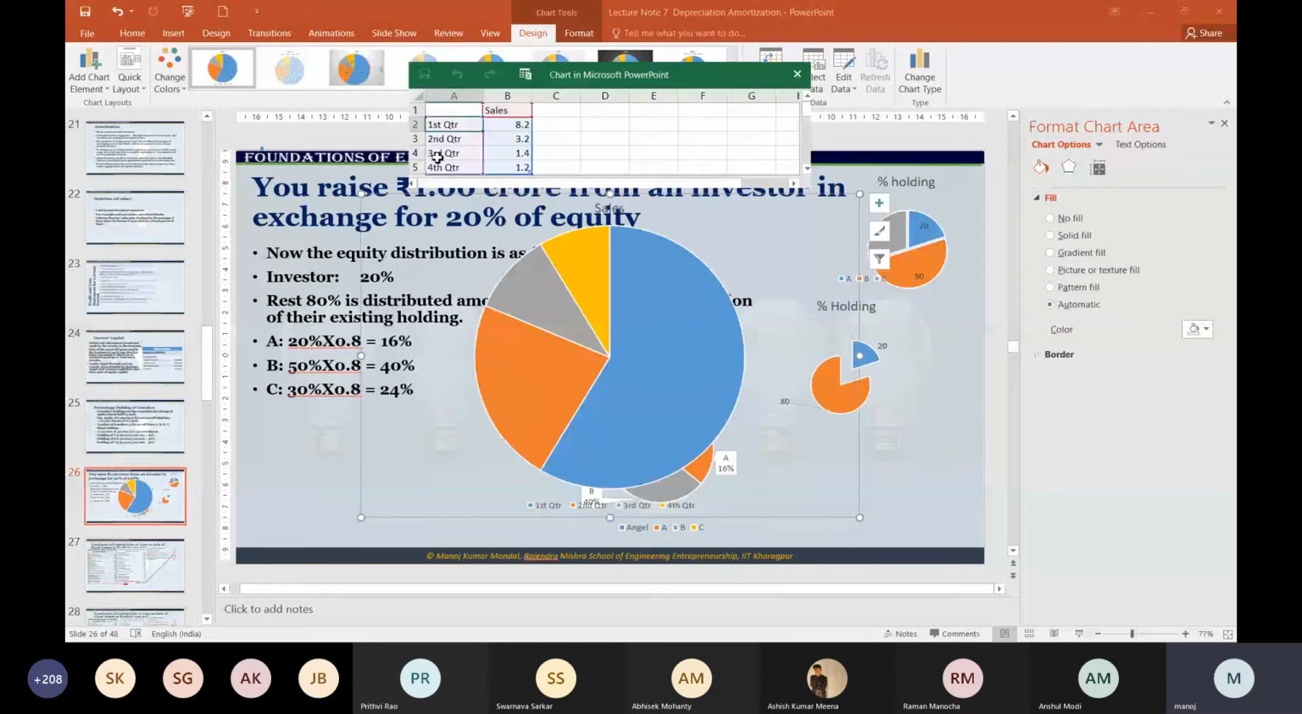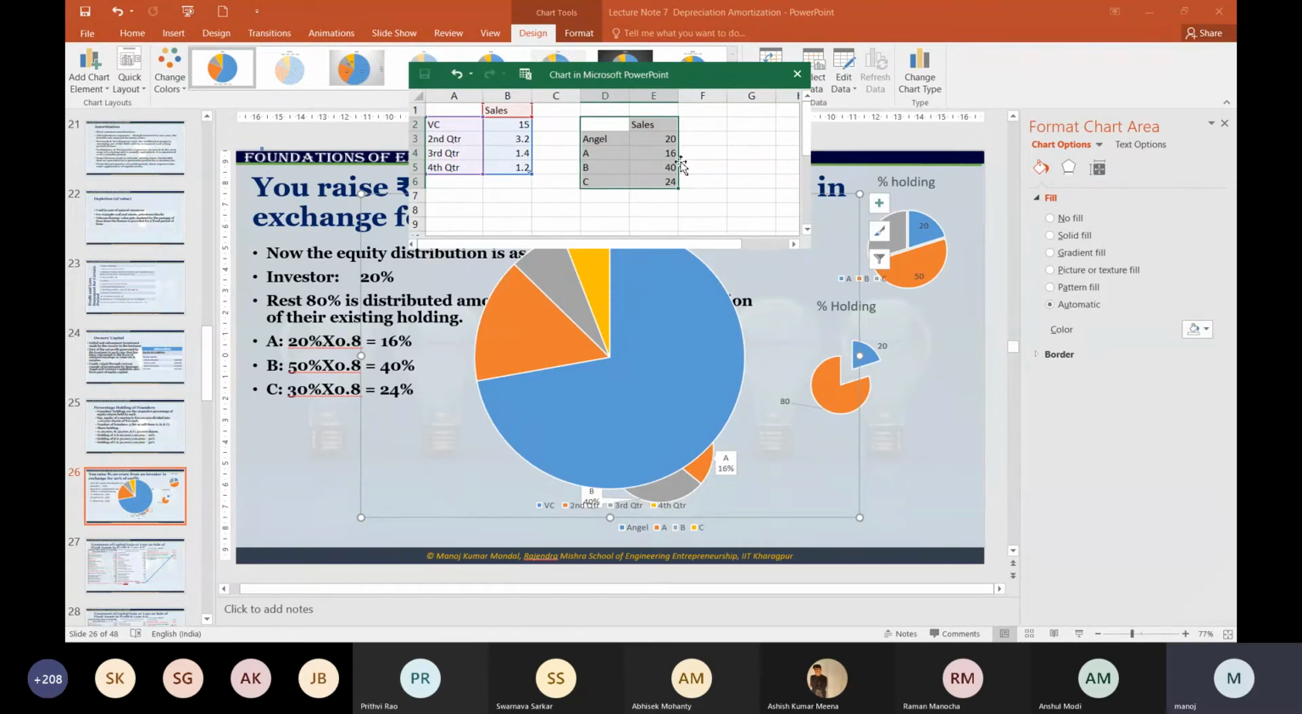Now suppose the first guy is the VC. He wants 15% of the share, forget about the money. Now, let me copy it here. The angel has 20% and A has 16, B has 40, C has 24. After 15%, how much is left? We are left with 85%. So the old angel will get 20% multiplied by the remaining 85%. So this has to be shown.